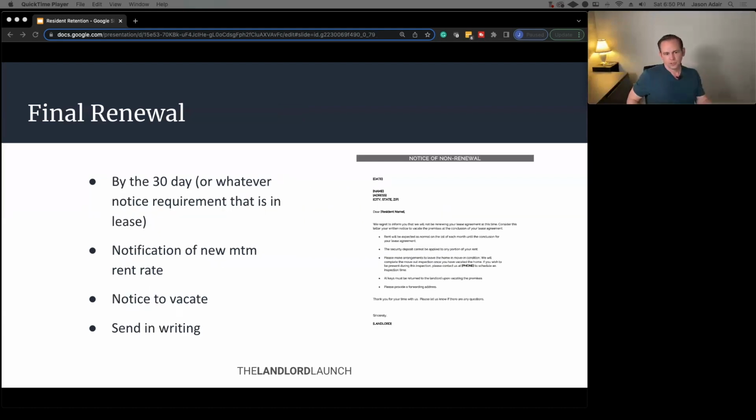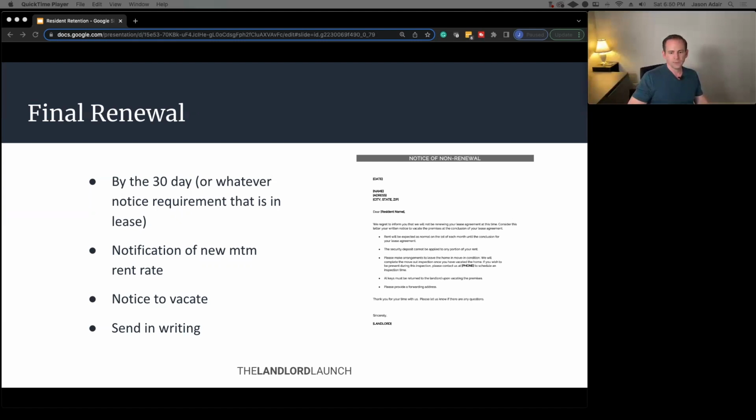And here we go. Here's your notice of non-renewal. So by that 30-day mark or whatever's in your lease, if in your lease you have a 60-day notice requirement for the tenant, you have a 60-day notice requirement from you to them, unless you vary that. But this is what it is: notice of non-renewal. If you want them to move on, that's fine too. You can issue this as well. If you don't want to renew them, this is what you'd use: notice of non-renewal.